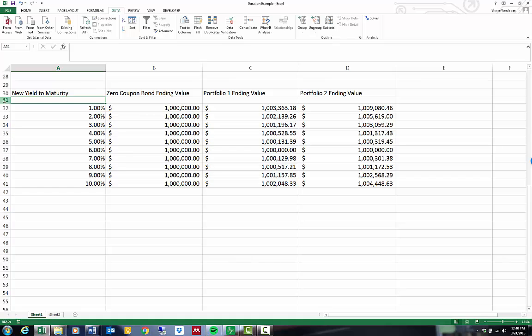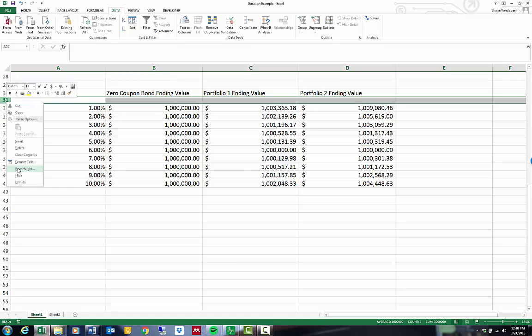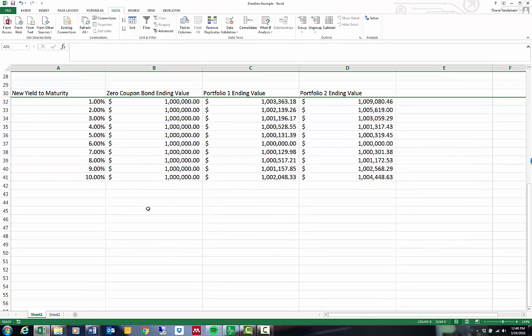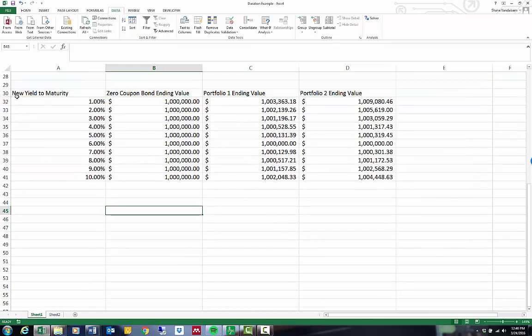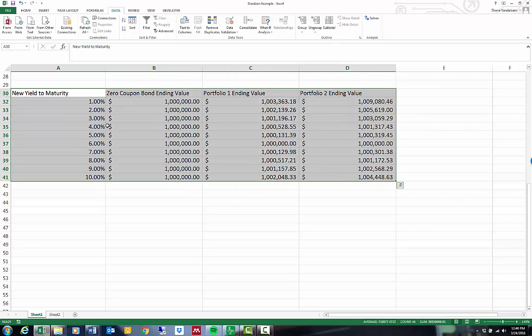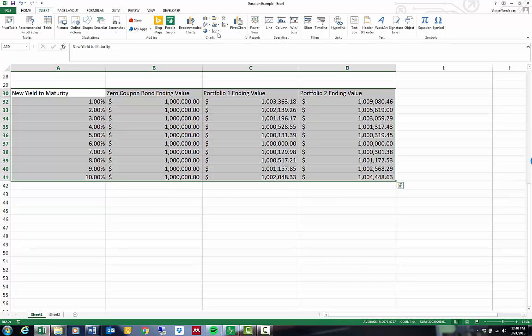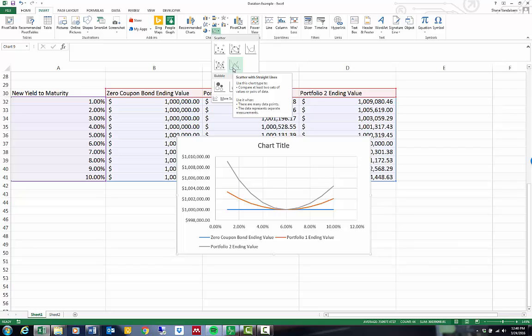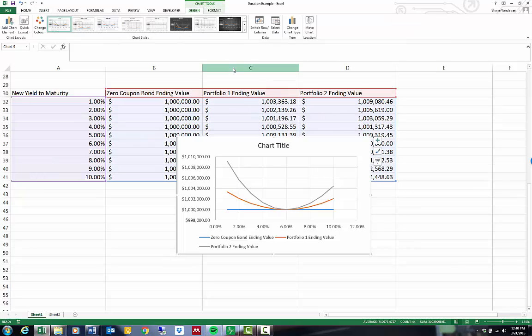Then the second thing I want to do is I'm going to right-click and select Hide. So I want to hide that row 31. Then I'm going to highlight my table here, Insert, Charts, and I want to go to the Scatter Plot with Straight Lines.